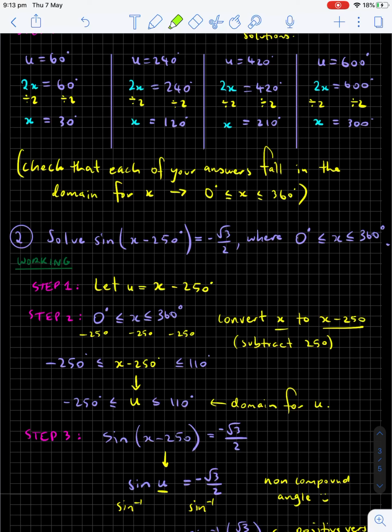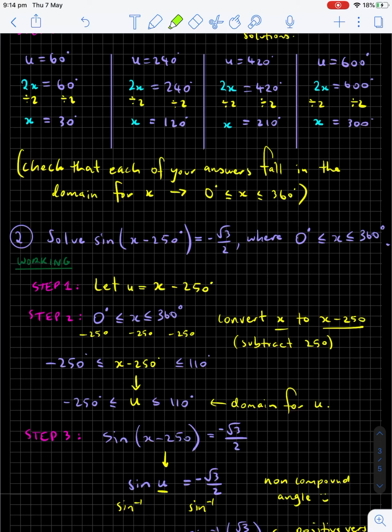Okay, so question 2. Now we want to solve this trigonometric equation with a compound angle. Notice x is between 0 and 360. So our compound angle is x take away 250. Notice the minus 250 is applied to the x before the sine because of the brackets. Okay, so step 1, we want to let our u equal this thing. Let u equal x minus 250.